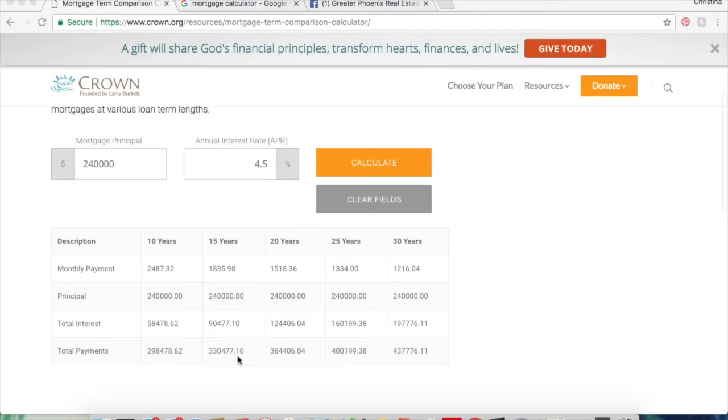$90,477.10. So you can see at the end of these two loans, you took out a mortgage for $240,000, assuming that you keep the house for this number of years and you make every payment without overpaying at all. So you're making every payment on time and exactly what they're asking for. A 30-year loan, that $240,000 that you borrowed, you're paying back a total of $437,776.11. On the 15-year loan, you're paying back a little less because you've had the loan for fewer years.